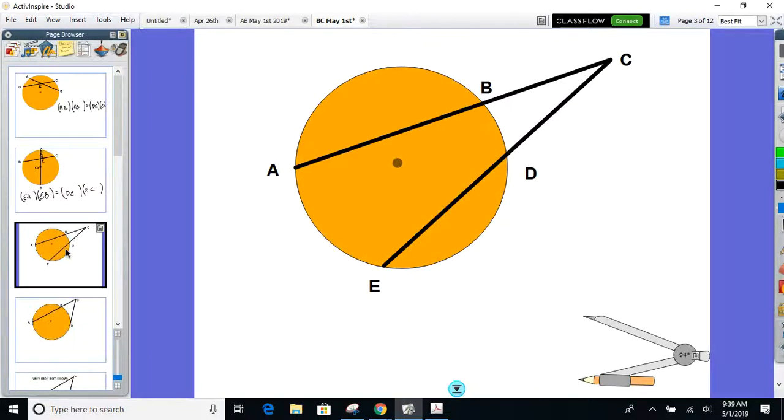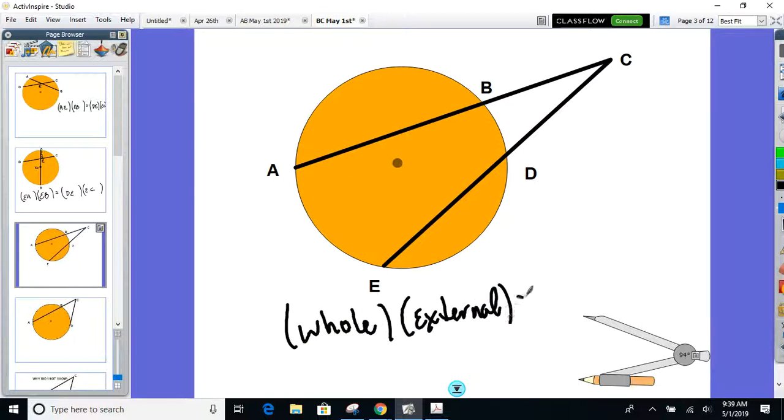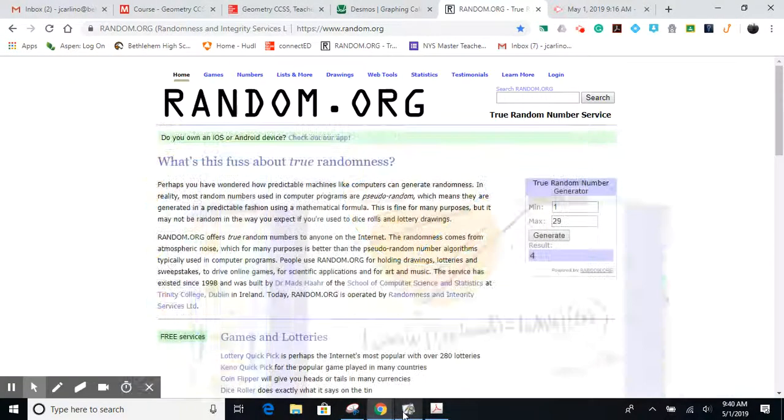What do I have here? Question out to everyone. What do I have here? 2 secants. Now it's not part times part. Now it's whole times external equals whole times external. All right. So what do you got for me there? 7. Good job. How about, whoa, here we go. 16. We got a 16?